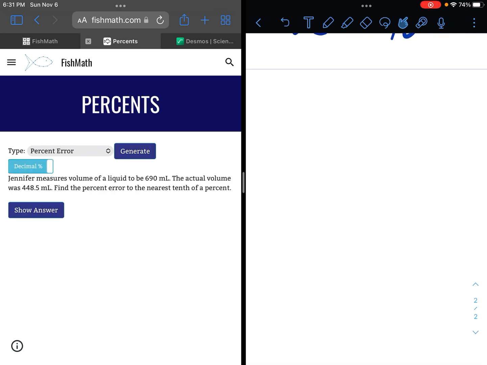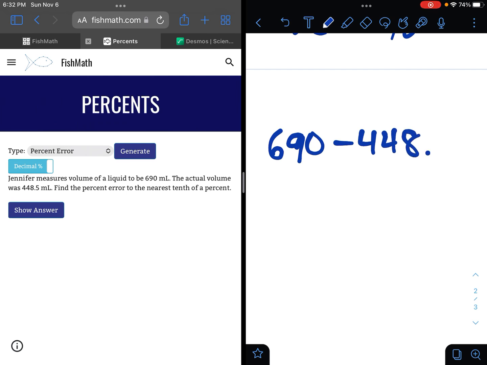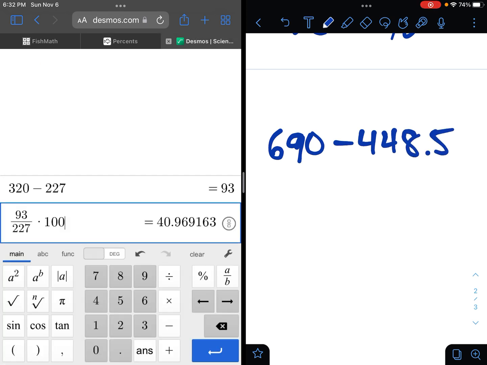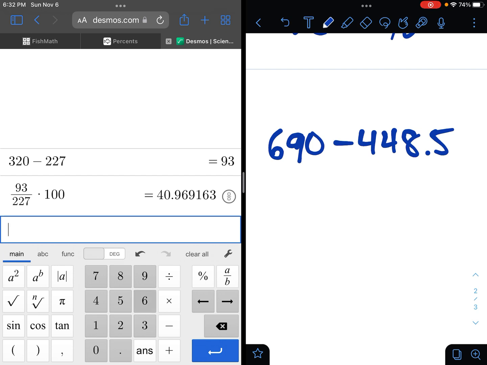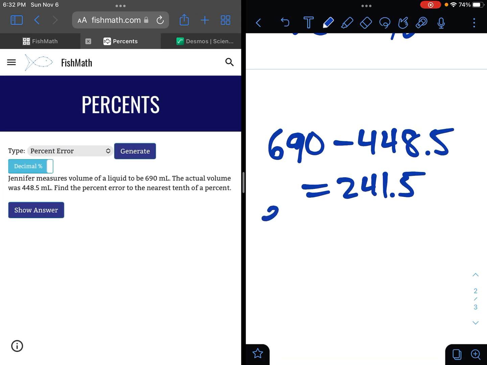Let's try another one. I'm going to do one where it's a little bit of a rounding problem, so nearest tenth of a percent this time. So we've got our difference. We have 690 and 448.5. Subtracting those two, I'm always going to subtract the bigger minus the smaller for these because you don't need to worry about negatives. We're not doing percent change where it's increase or decrease. We're just figuring out the difference. So the difference here is 241.5. That's how much the error is.